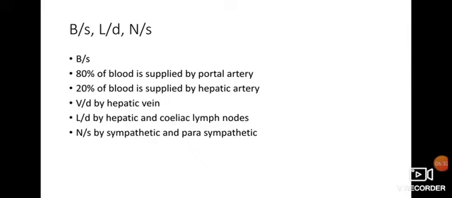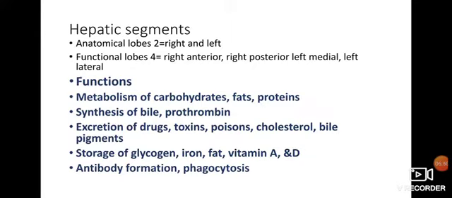Then venous drainage is by the hepatic vein, and lymphatic drainage is by hepatic lymph node and celiac lymph node. First the lymph drains into the hepatic lymph node, then finally it reaches the celiac lymph node. Now nerve supply is obviously the sympathetic and parasympathetic, because it is a visceral organ.